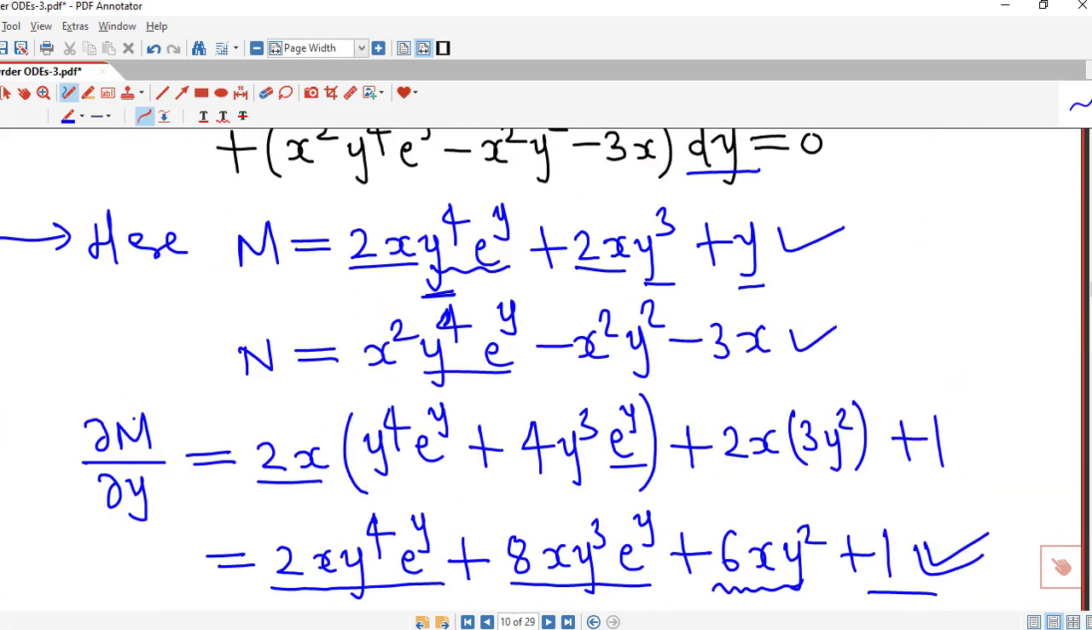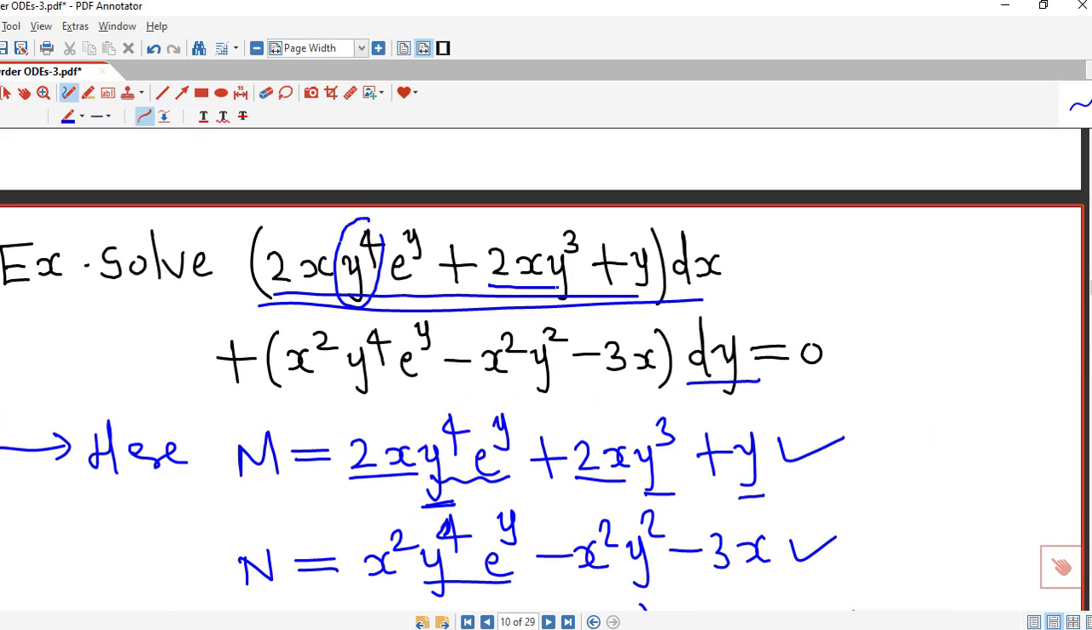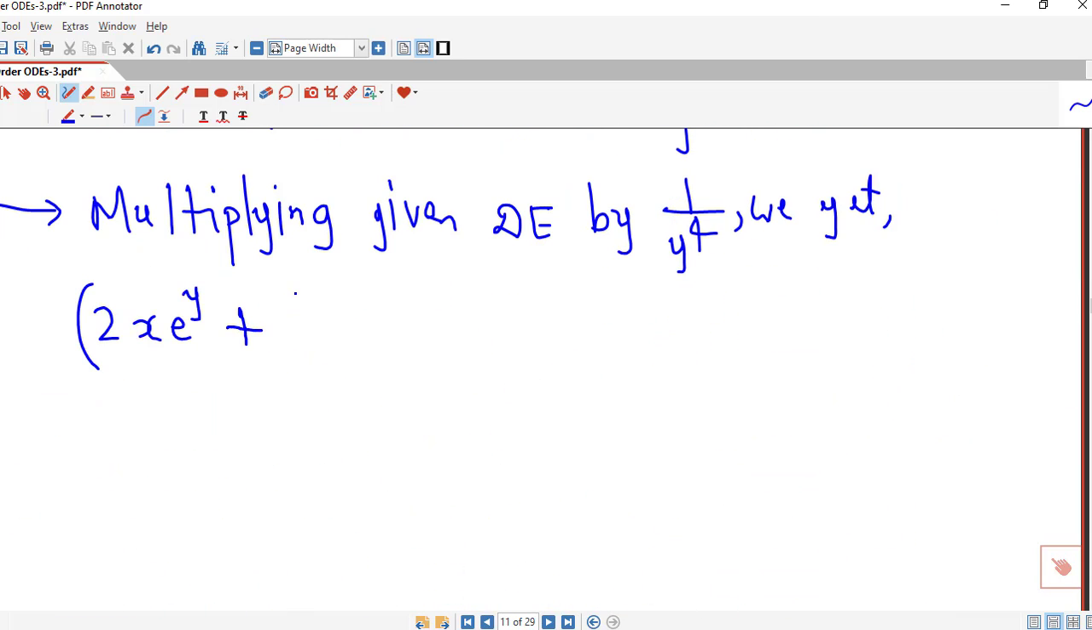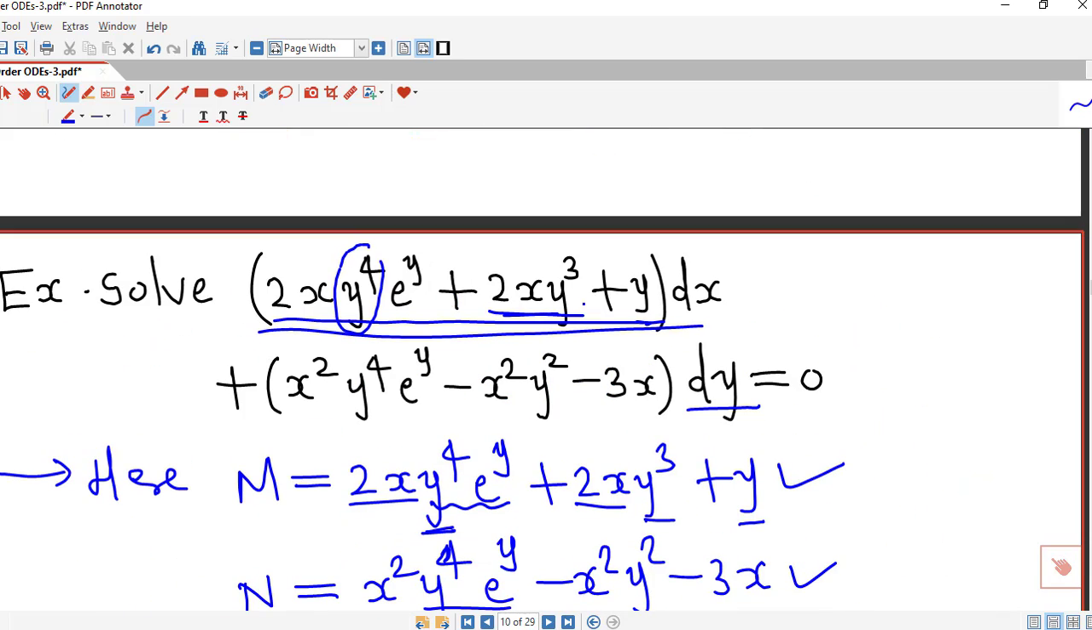Then we consider division of this term by y raised to 4. So we will have 2x divided by y cube, of which y square will cancel out, and we will have 1 over y cube. So 2x divided by y plus 1 over y cube, dx. Okay, so here we divide by y raised to 4, giving 2x by y and 1 over y cube.